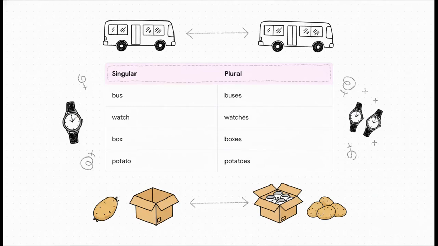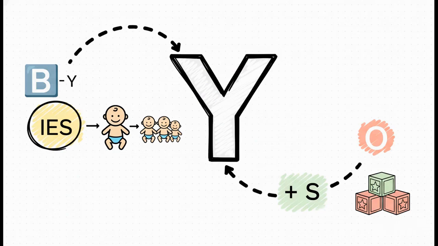Let's look at it in action. Bus becomes buses, watch becomes watches, box becomes boxes, and potato becomes potatoes. Hear that little extra beat? Buses, watches. That extra syllable just helps the word roll off your tongue. That's the whole point. Now, let's talk about one of the trickiest endings, the letter Y.